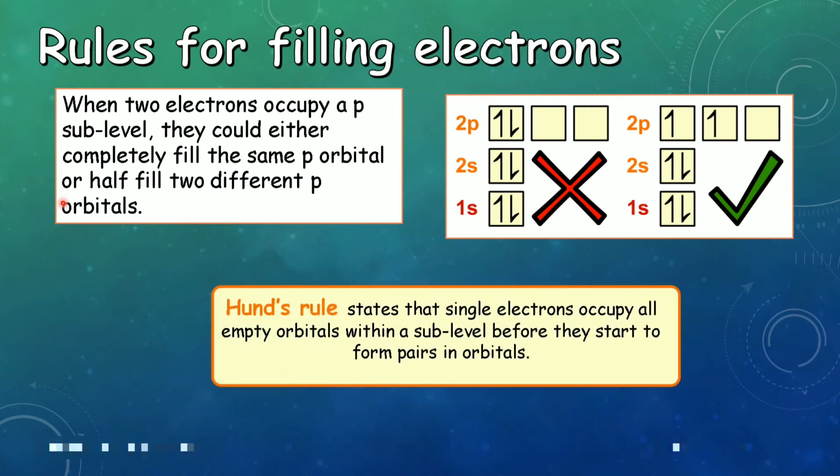Anong rule yon? It is Hund's rule. Again, Hund's rule states that single electrons occupy all the empty orbitals within a sublevel before they start to form pairs in orbitals. Ulit, sabi sa Hund's rule, kailangan yung mga orbitals ay mapuno muna, depende sa number of electrons. Okay? Bago natin i-pair doon sa unang orbital. Okay?